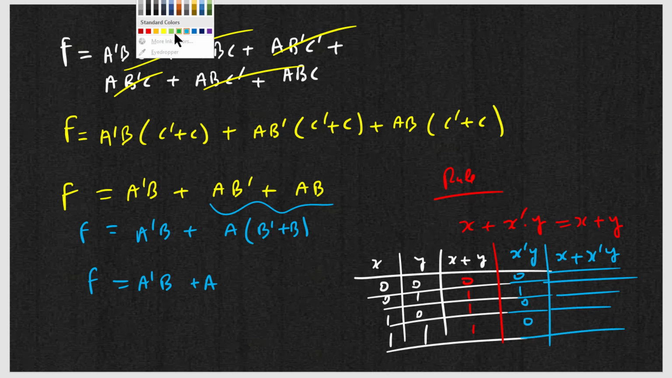Okay. So 0 plus 1 is 1. 1 plus 0 is... No, you're doing x plus x prime y. You're doing this plus this. Oh, okay, okay. 0, 0.